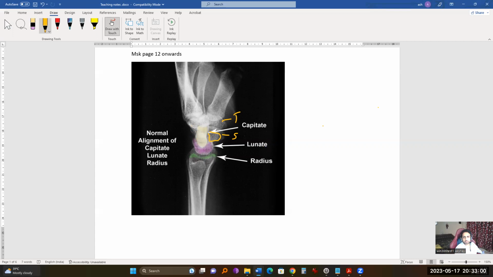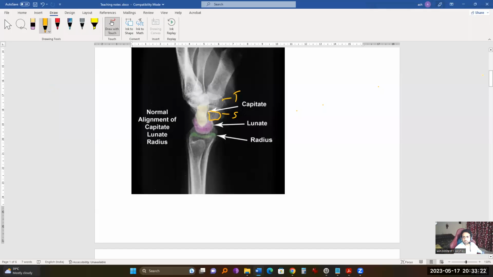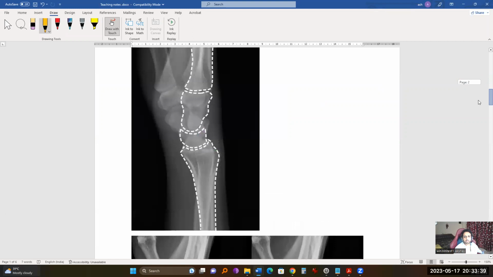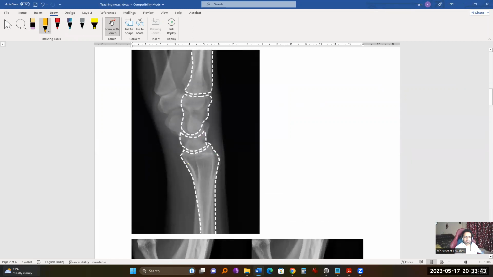You'll see a few more examples. Here you can see the same thing again, which is the radius, the distal part. Then the lunar shaped bone in contact with the radius is the lunate. Then the large bone above it is the capitate. Here this is the anterior or the volar aspect, and this is the posterior aspect.